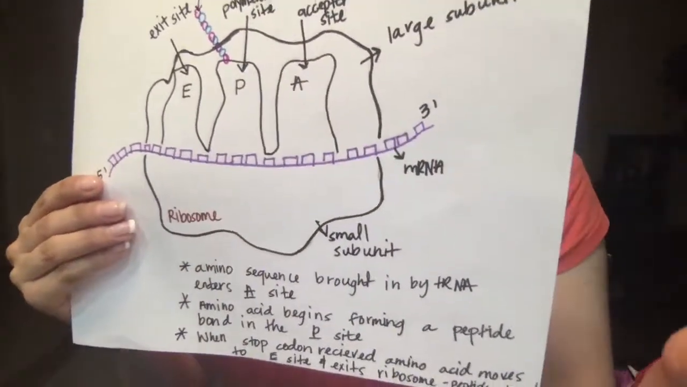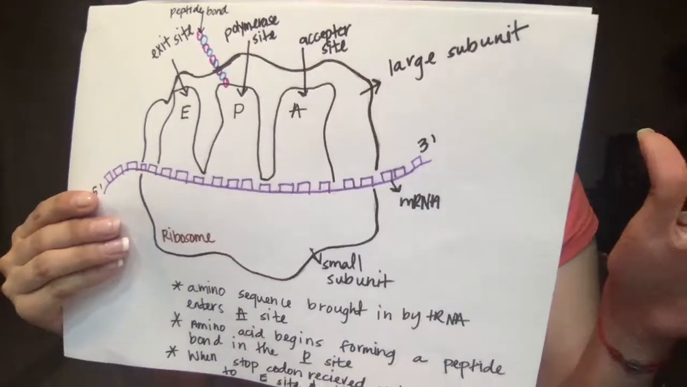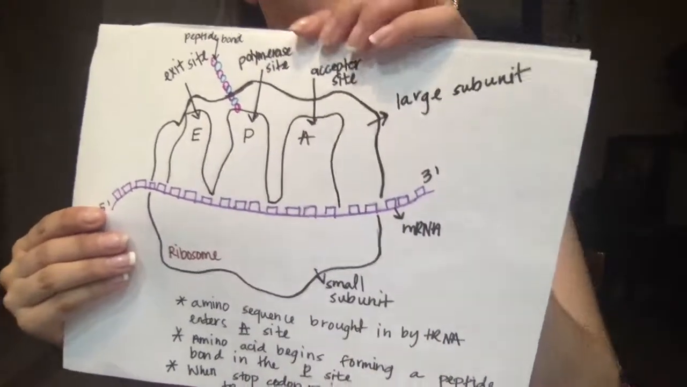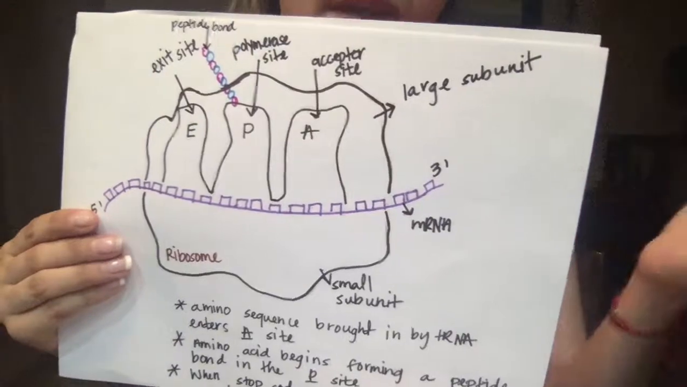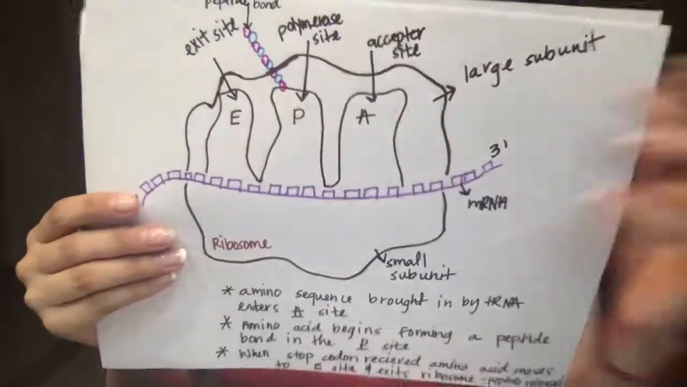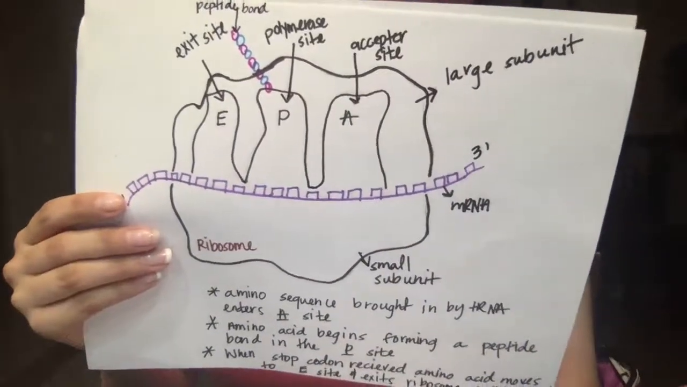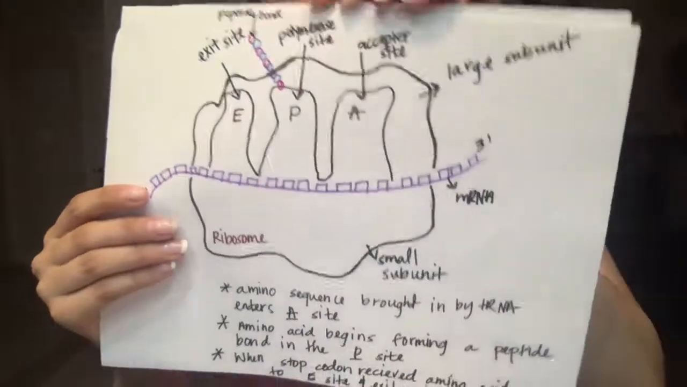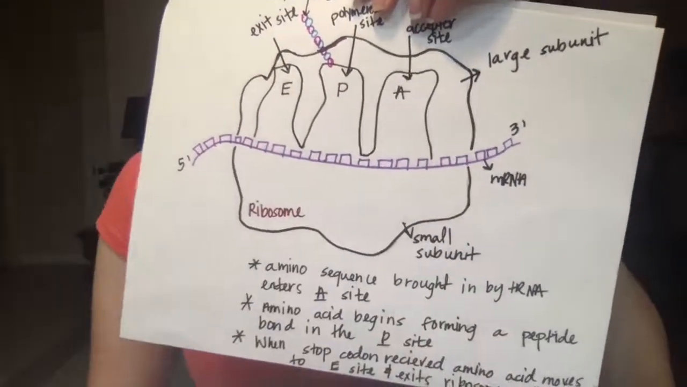And the peptide is let go, and it would either be sent to the Golgi apparatus, or be synthesized as the protein it is destined to be.